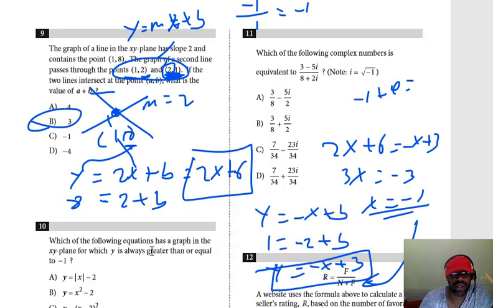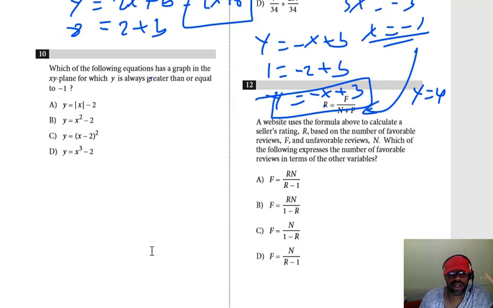Okay, 10. Which of the following equations has a graph in the xy plane for which y is always greater than or equal to minus 1? There are different ways to solve this one. What we need is the value of y to be greater than or equal to minus 1, so what we need is the graph above minus 1. Let me use this one. This is what we need. Let me take 0 here.